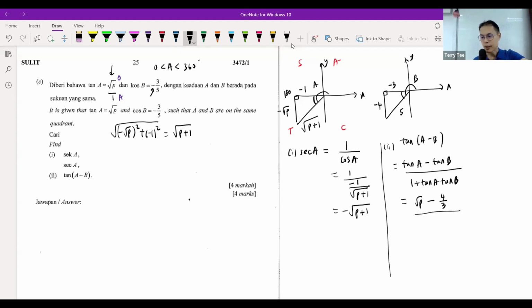Right. Then you divide by 1 plus tangent A, square root P, tangent B, 4 over 3. To simplify further, we basically multiply top and bottom by 3. Yeah. Just multiply top and bottom by 3. Just to give you a fraction, okay, you should get 3 root P minus 4 over 3 plus 4 root P. There you go. That's your answer.